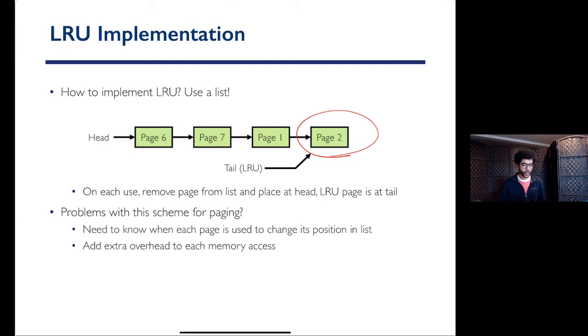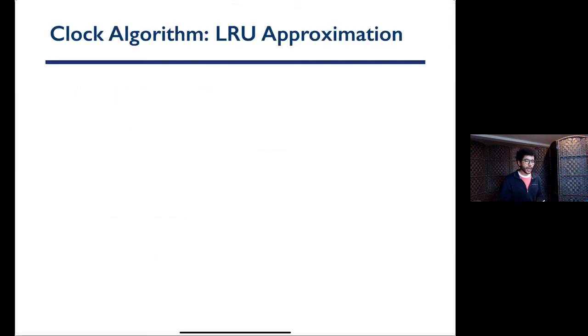Now, in reality, though, we don't get notifications every time a page is accessed by hardware, because hardware is going to access the page without letting us know, right? Otherwise, if hardware were to let us know, then it would be just as slow. So what do we do? How do we go about implementing LRU? The algorithm that is widely used is called the clock algorithm.